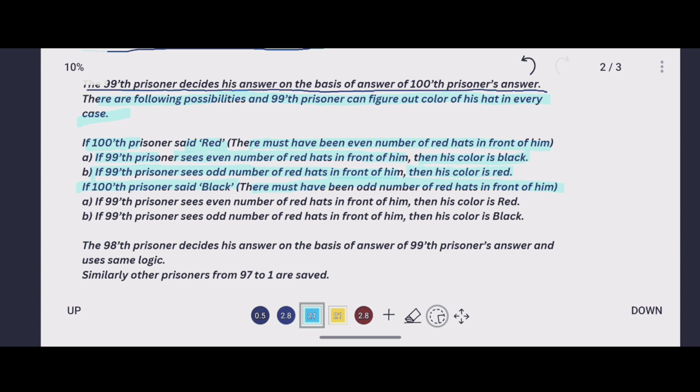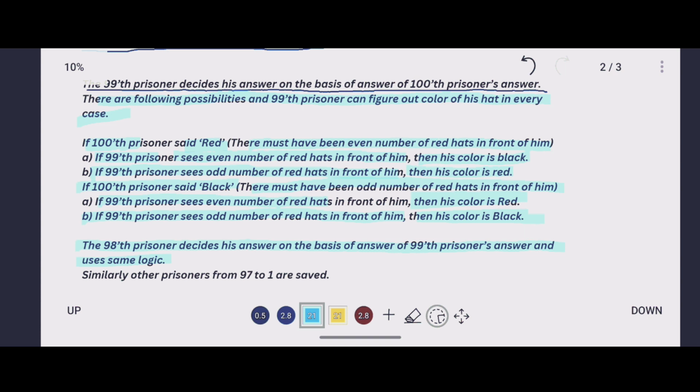So if I would have said black, then the 99th prisoner will observe the total number of red heads in front of him. If the 99th prisoner sees an even number of red heads in front of him, then his color is obviously red. And if he sees an odd number of red heads in front of him, then his color is going to be black. The same strategy is going to be applied by the 98th prisoner as well. So the 98th prisoner decides his answer on the basis of the 99th prisoner's answer and uses the same logic. So this is how this entire logic will work.